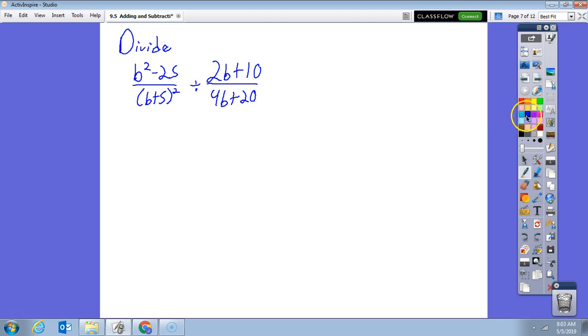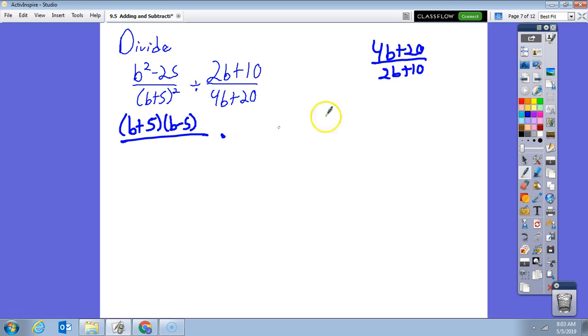With dividing, it's essentially the same thing. The only difference is I'm going to factor it as I go. And after you factor it, you're going to multiply by the reciprocal of this guy. So you're going to flip it upside down into 4b plus 20 over 2b plus 10 and change it to multiplication. So nothing else about this problem changes. You still factor it and then see if you can cancel anything out.